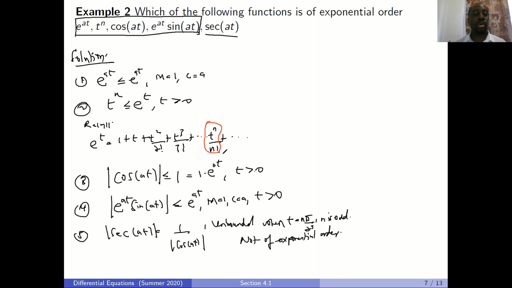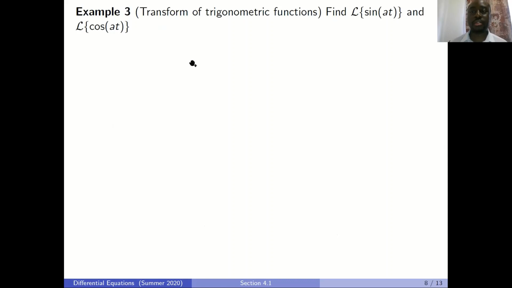Okay. So what this essentially tells us is that since all of these functions are continuous, we can actually calculate their Laplace transforms. Build up a reference for Laplace transforms that will be useful as we go forward. Okay, so find the Laplace transform of the sine of at and the cosine of at. So let's look first at the sine. Laplace transform of the sine of at.